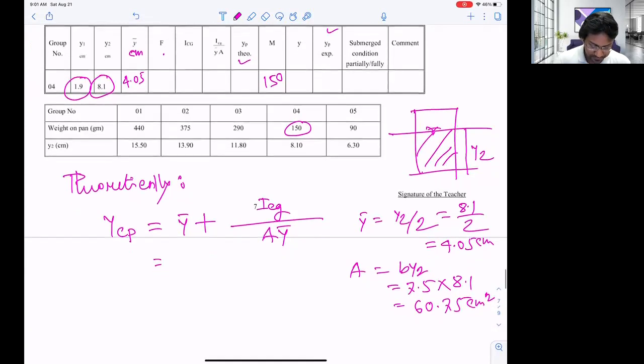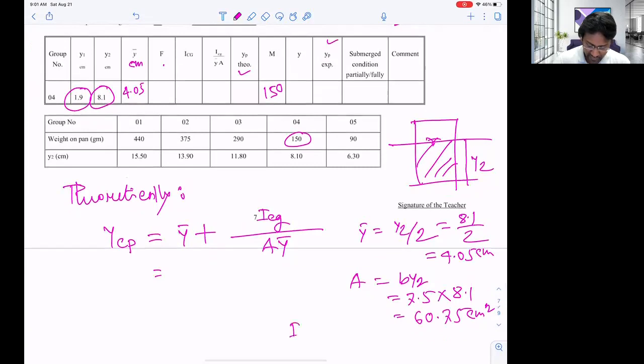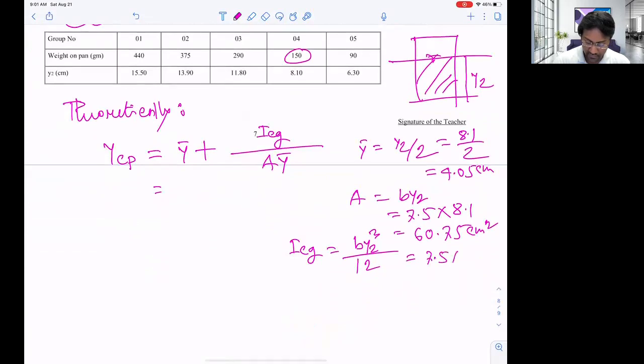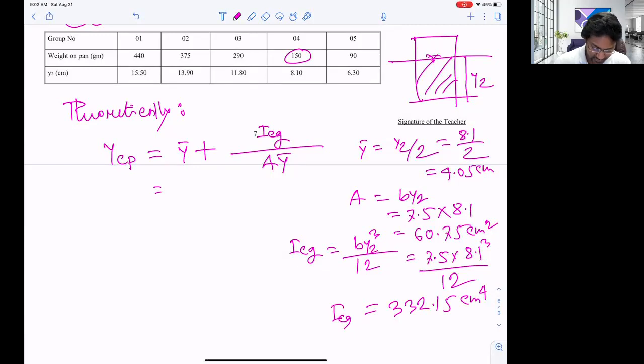What will be I_CZ? We have to calculate that. It is B Y2 cubed over 12. That means it is 7.5 into 8.1 cubed divided by 12. So we have 332.15, which is in centimeter to the power 4. This is I_CG.